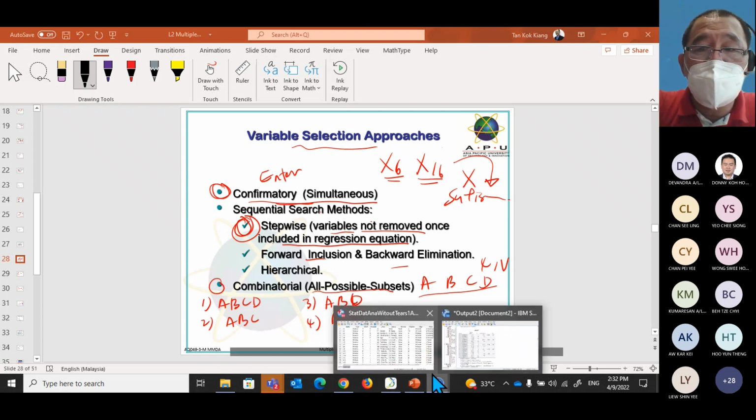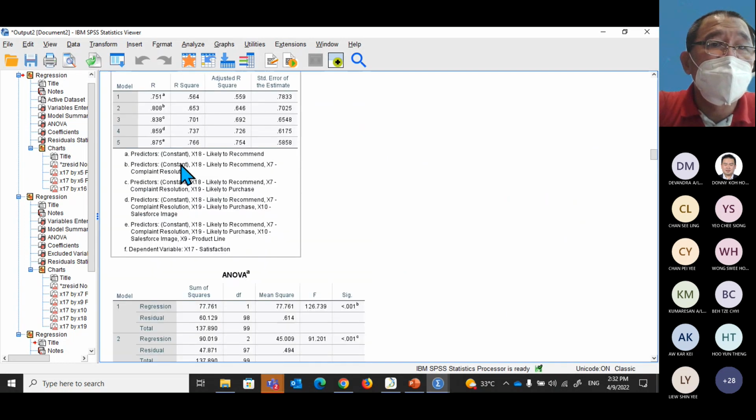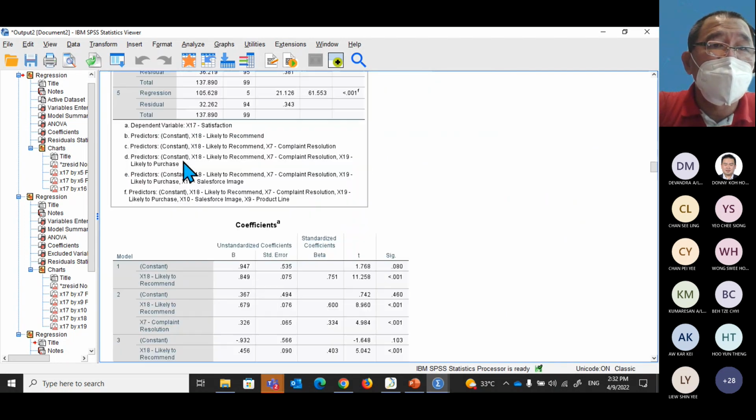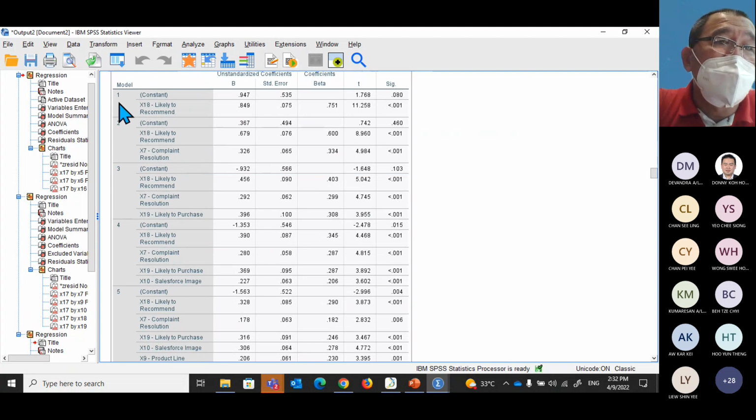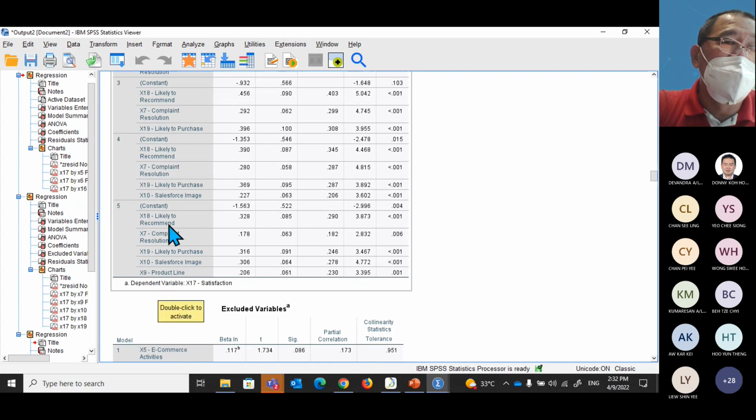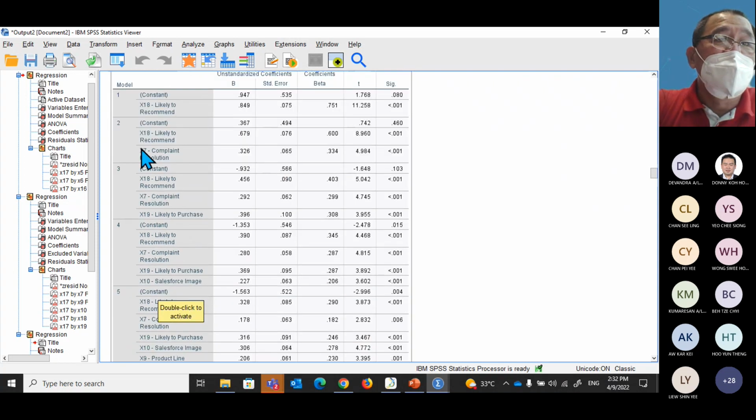See in the output, it's correct here. You see model 1 has likely to recommend. Model 2 also has likely to recommend, because it has already entered, so forever it will be there. Model 3, complaint resolution is already there, therefore the third model must have it. You can see? Yeah, like that. So you must know these are stepwise.